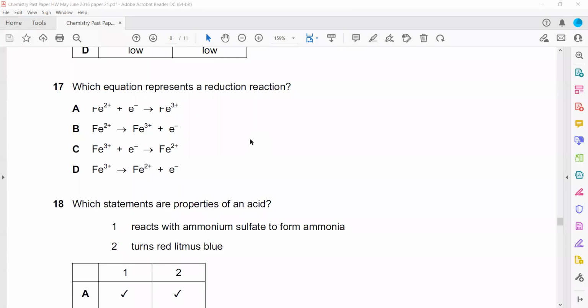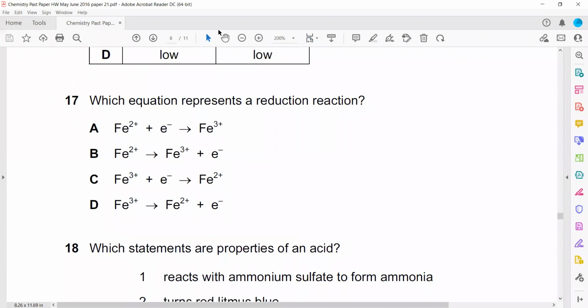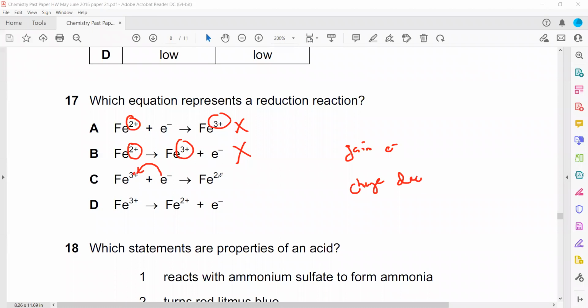Which equation represents the reduction? Reduction means gain of electron. Because reduction refers to gain of electron, one thing, and the charge or the valency should decrease. So when we check the first one, 2 and 3, that is not a reduction because charge is increasing. 3 becomes 2, in this case charge is decreasing. But second thing, it should be a gain of electron or take electron. So iron 3 is taking electron and it turned into iron 2. So that's why C is the right answer.